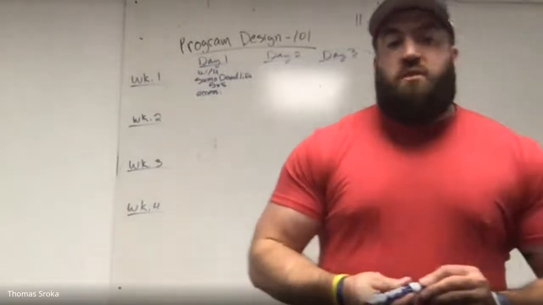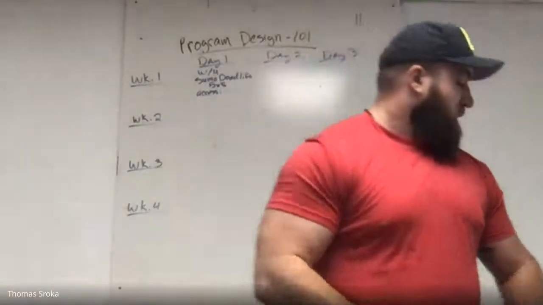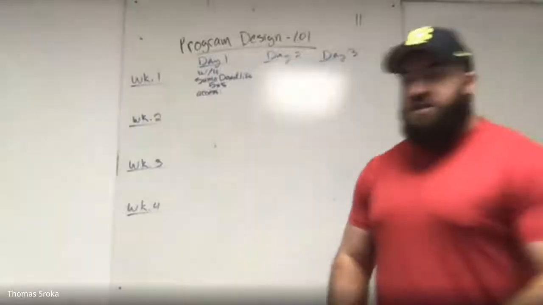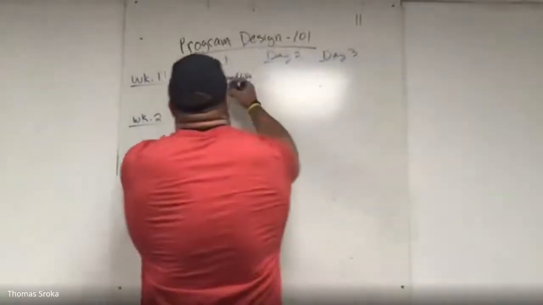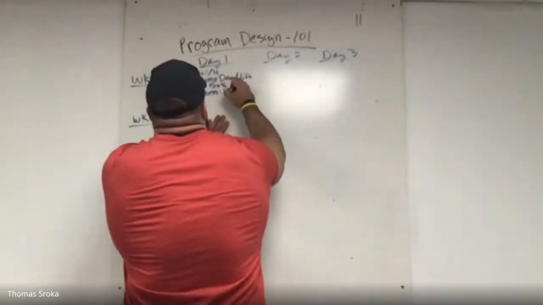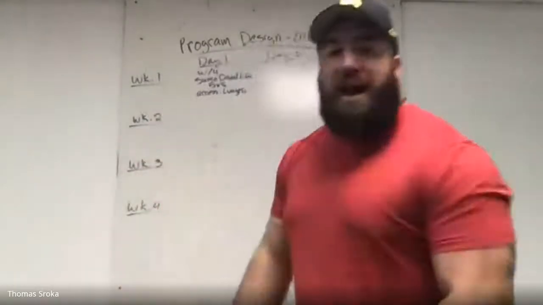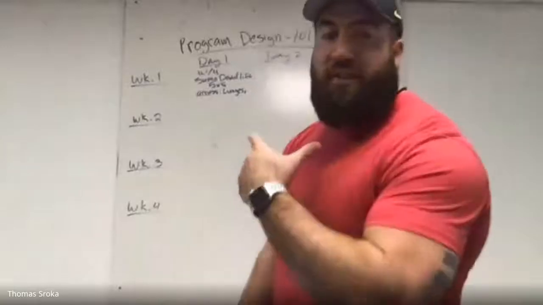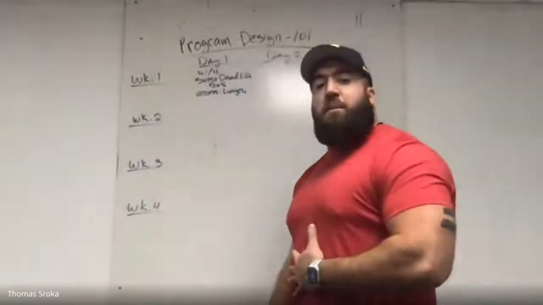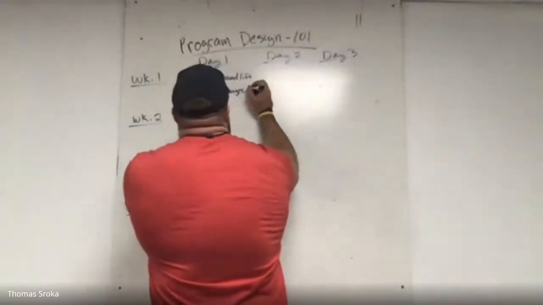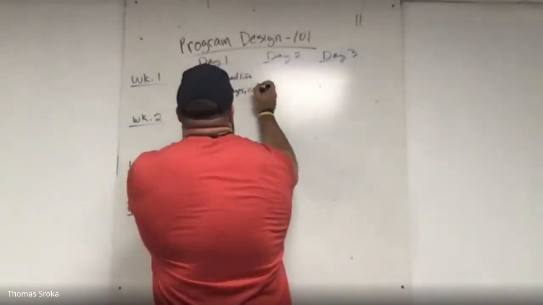What accessory movements do we want to do? Lunges. Love it. Lunges. So I'd like to pick 2 to 3 accessory movements. So we got one down, lunges. I'm going to add core in there, because I always like doing core on lower body day. I just think it makes more sense. So we're going to also add in core.